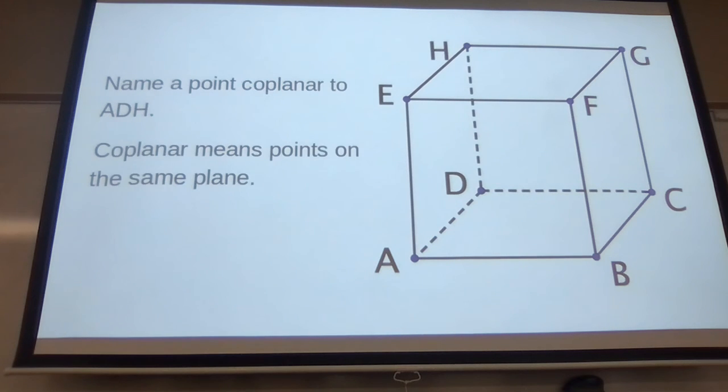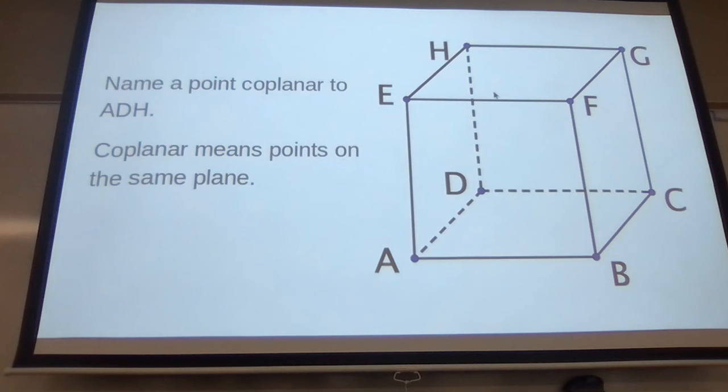Okay, now we're going to go to coplanar. Coplanar, remember that means they're on the same plane, the same flat surface. We want to pick a point that's coplanar to ADH, plane ADH. So first thing I want to do is figure out where plane ADH is. Here's point A, here's point D, here's point H up here. So we're looking at this plane, this flat surface on the left-hand side, kind of the back left of our figure. There's one point on there that's going to be coplanar to those.